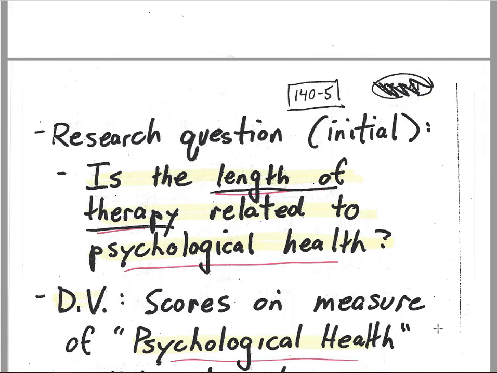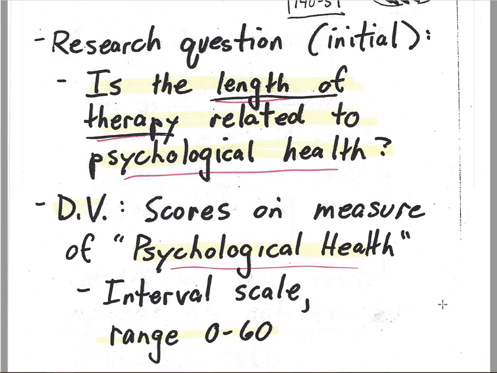In your investigation, your dependent variable is going to be scores on a measure of psychological health. Let's assume that you measure psychological health with some kind of instrument that gives you scores that are on an interval scale. Scores could potentially range from 0 to 60, and higher values indicate better psychological health.